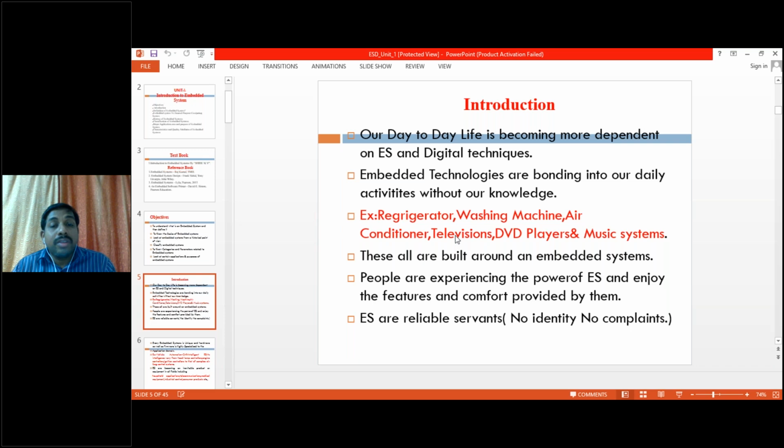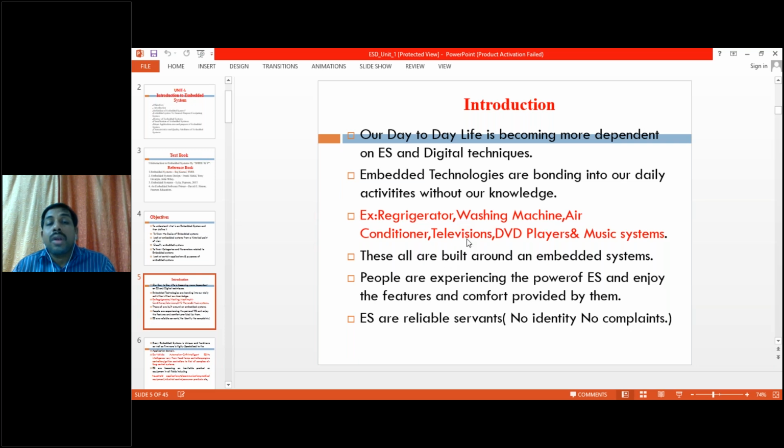So now the present televisions, DVD players, and music systems. So all household appliances like refrigerator, washing machine, air conditioner, television, DVD players, and music systems, these all come under embedded technologies, and they are part of our life. And without knowing that they are part of embedded system technology, digital technologies, everyone is using them.